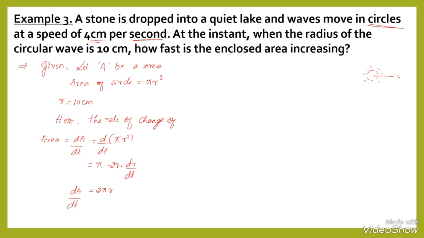Here, the circle spreads at a speed of 4 centimeter per second. It means the rate of change of the radius, so the radius changes. That's why dr by dt is equal to 4 centimeter per second. I can substitute here 4, so dA by dt is 2 pi r into 4, that is 8 pi r centimeter per second.